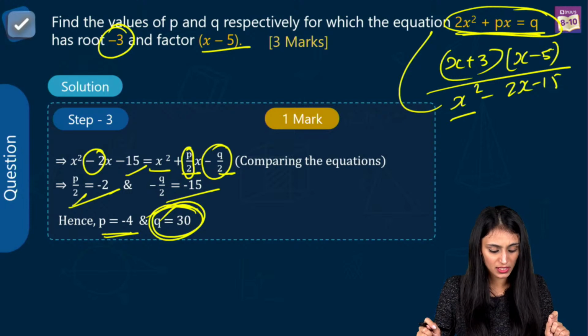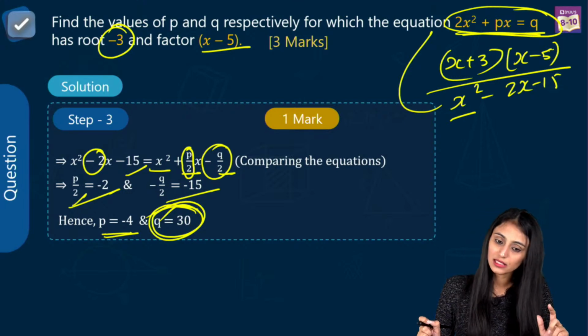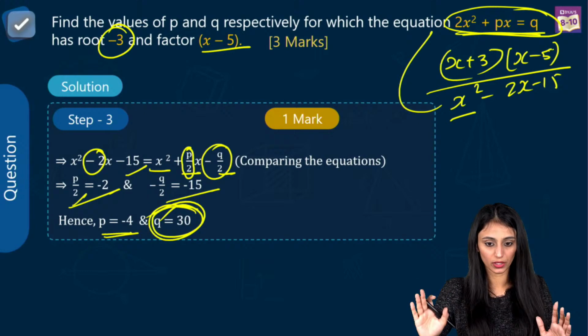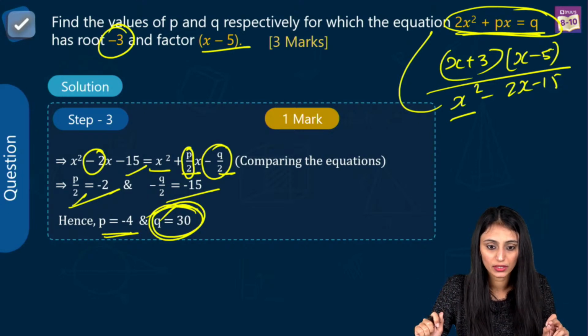Yes, Yasharth, x minus 5, x equals 5, yes, correct. That's the other root, but the question is not asking for it. But you are correct. Dishabhat got the answer.